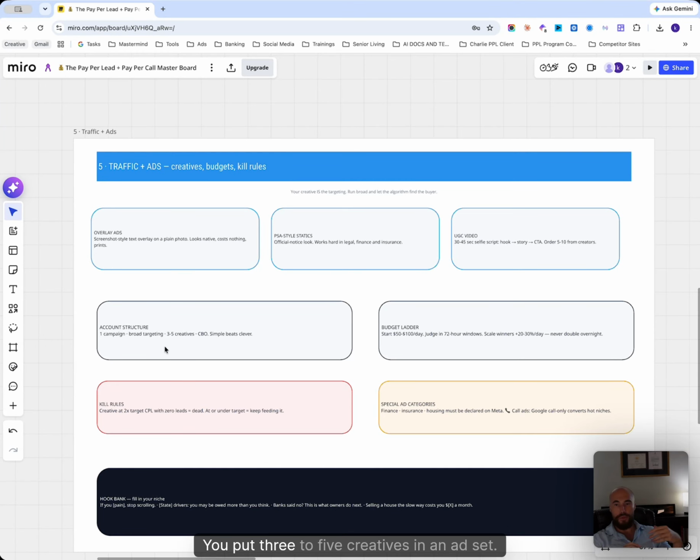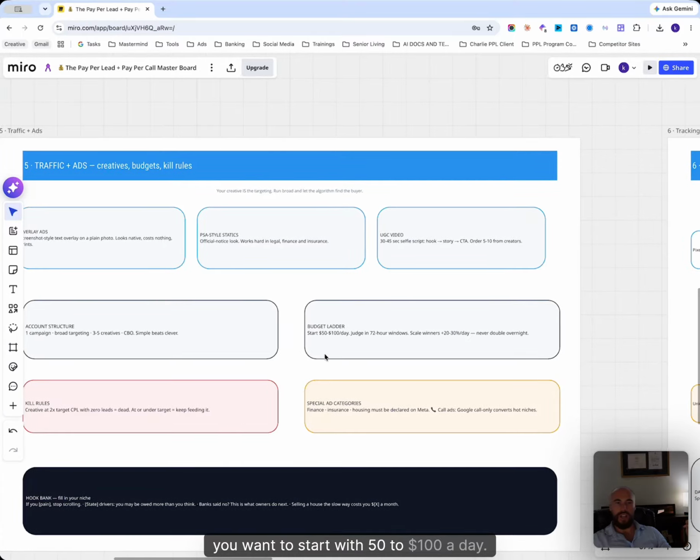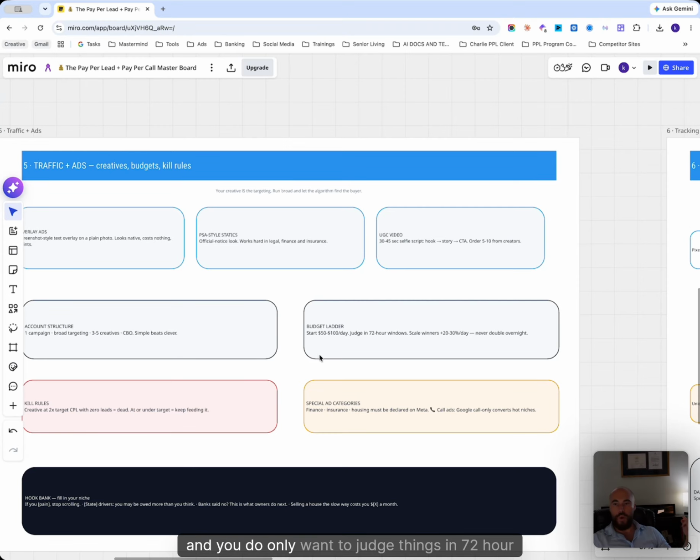Keep it where you just have one campaign, you have a broad targeting, you put 3 to 5 creatives in an ad set, you have 3 to 5 ad sets, and you have a CBO, okay? When you want to switch to a scaling campaign, you run an ABO, okay? Simple as, all right? Now for your budget, you want to start with $50 to $100 a day, and you do only want to judge things in 72-hour windows.